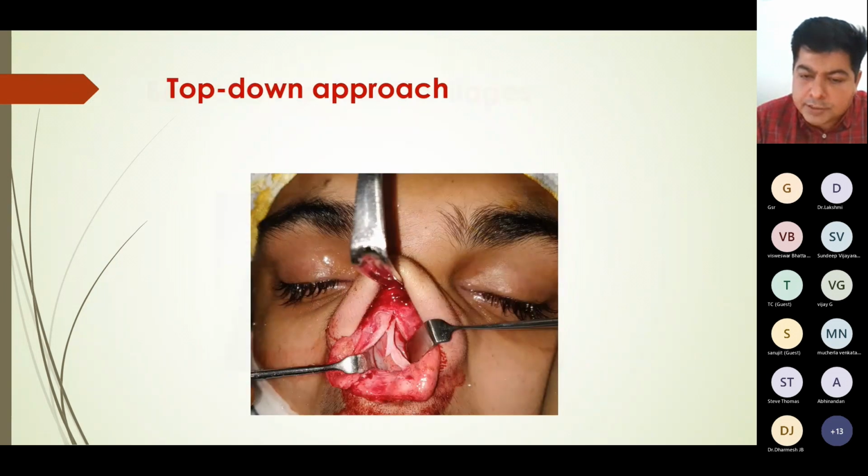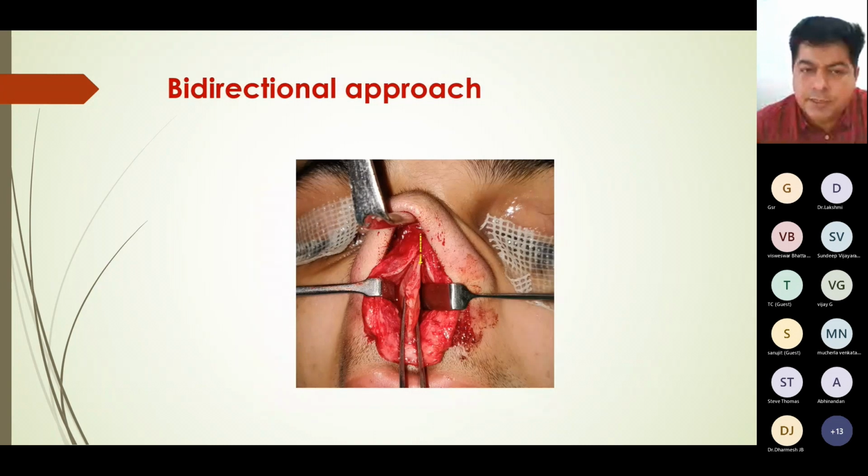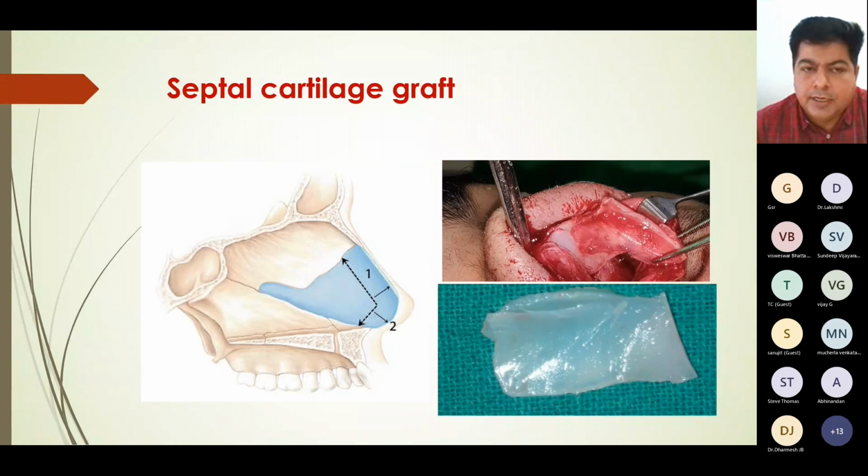But in case you want to harvest the cartilage graft and there is a strong deformity of the cartilage, you have to do a top-down approach. More often than not, in most of the cases, we end up doing a bidirectional approach. This gives excellent exposure to the cartilage and you can harvest the cartilage graft, but the only care to be taken is that at least 15 millimeter of L-strut has to be preserved, and you should not do anything which will detach this L-strut from the bony part. Otherwise you have to fix it. So best is to avoid creating all these deformities.